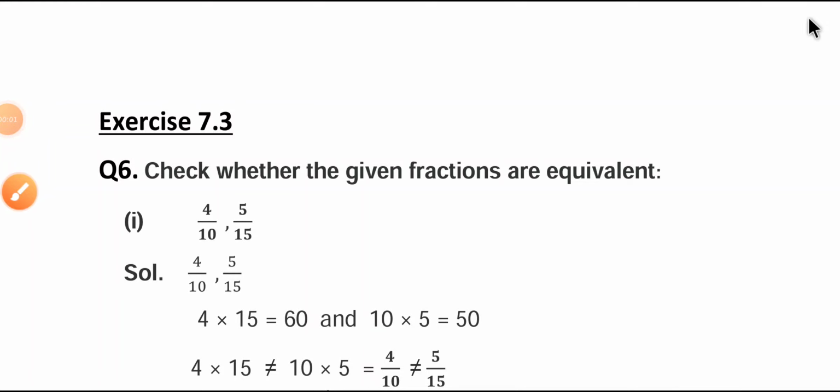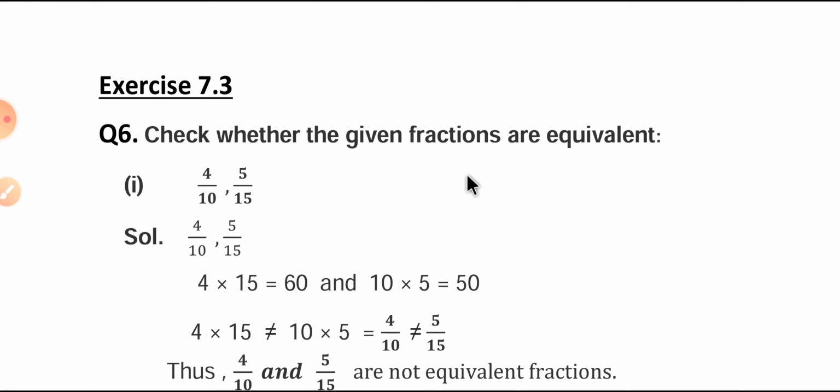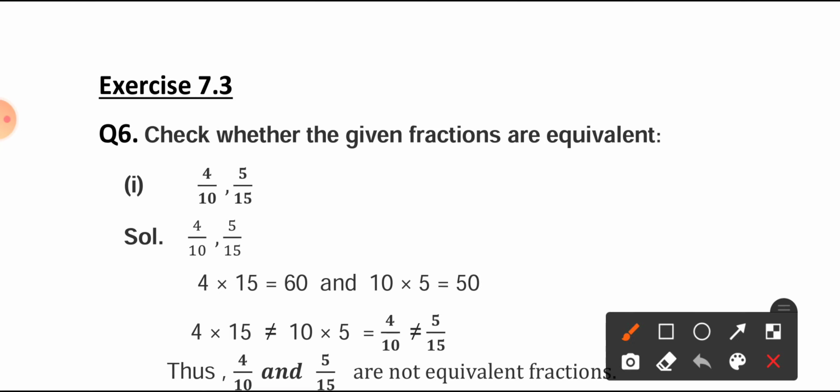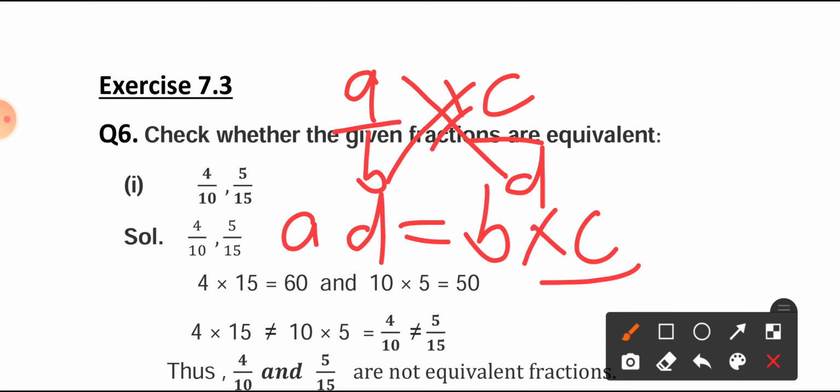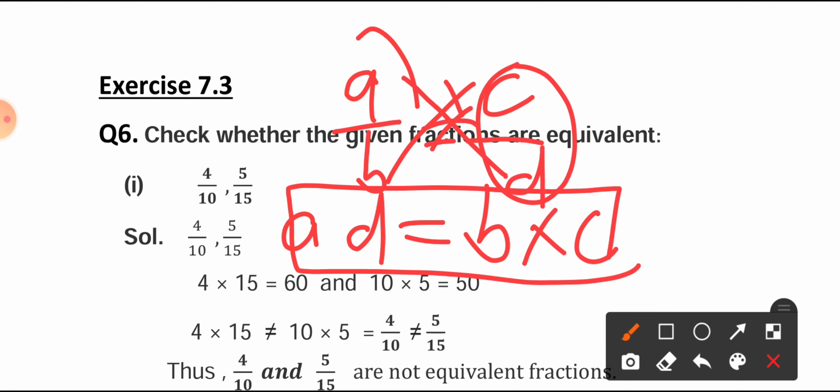Students, today we will see question number 6 of our exercise 7.3. The first part is to check whether the given fractions are equivalent. We have already seen in the last class the property of equivalent fractions: if any two fractions are given, for example a by b and c by d, then they will be equal if the product of a and d and the product of b and c are equal. It means ad is equal to b multiply c. If the values of both are equal, then we can say that a by b is equal to the second fraction c upon d.